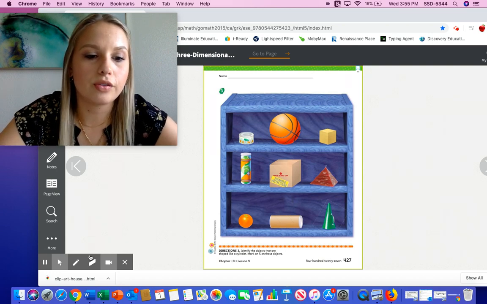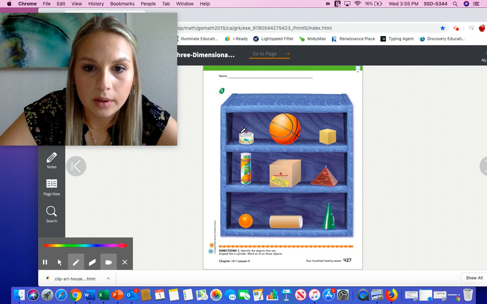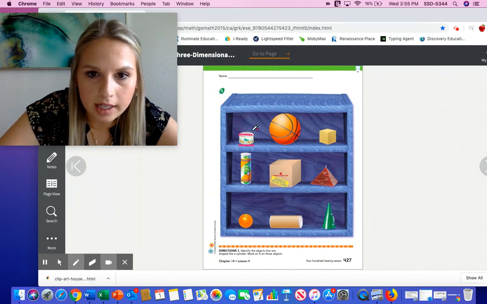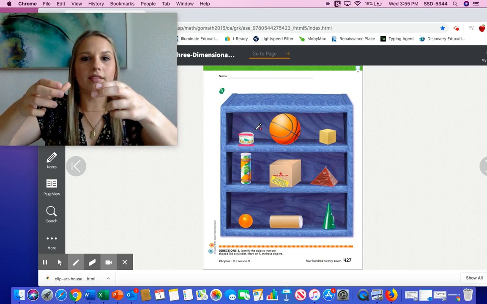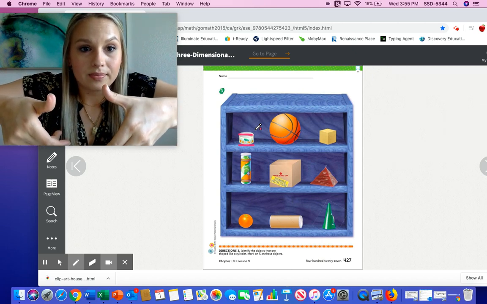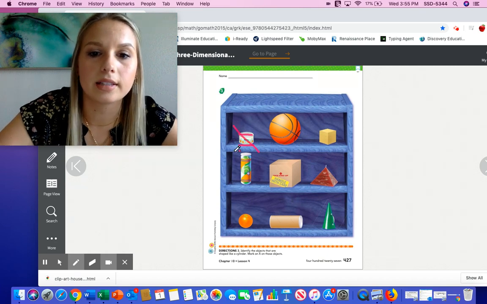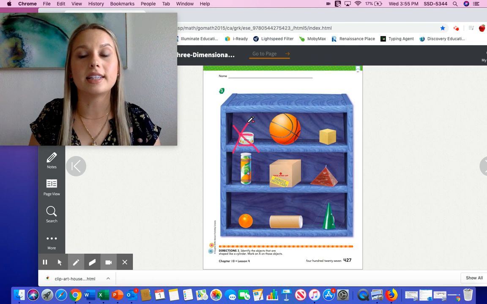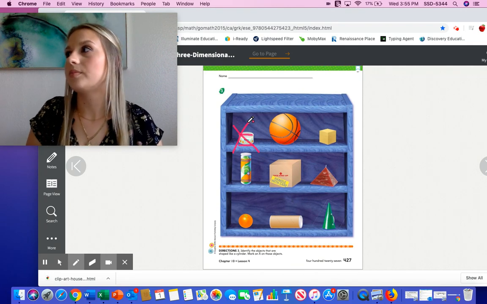Does it have 2 flat surfaces? Well, let's see. 1 up here, yep, and 1 down here. And is it round? If I took the can of tuna and I turned it this way, would it be round? Yes, so let's put X marks the spot. If you have a can of tuna at home, you can go look at it and see. It is a cylinder.